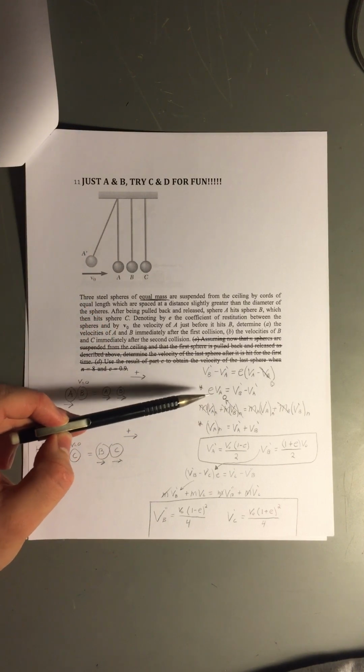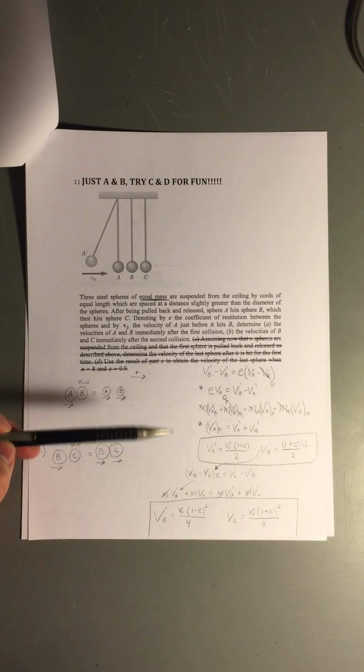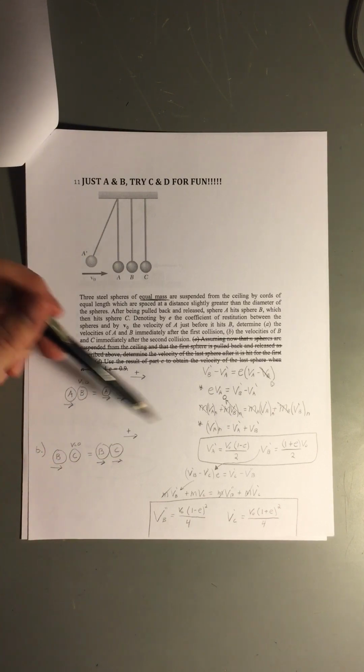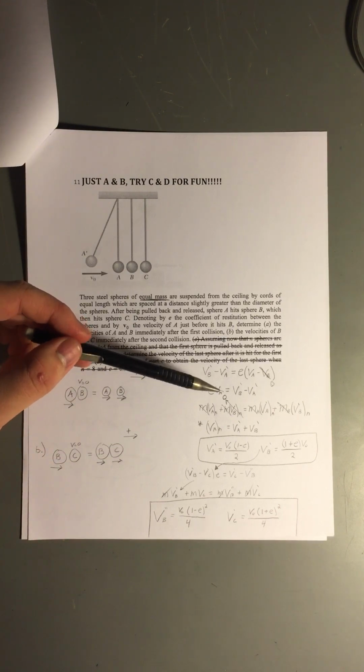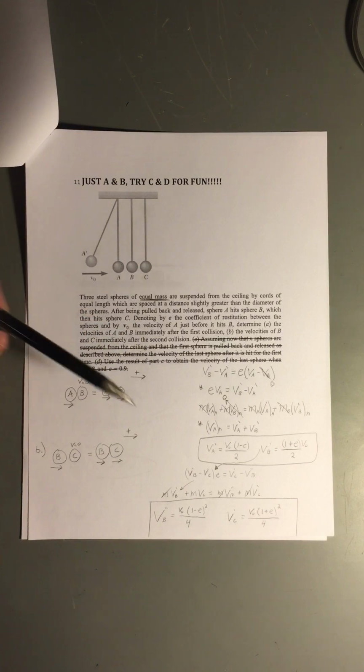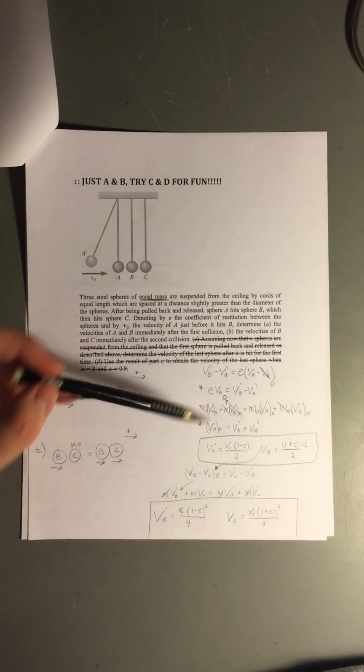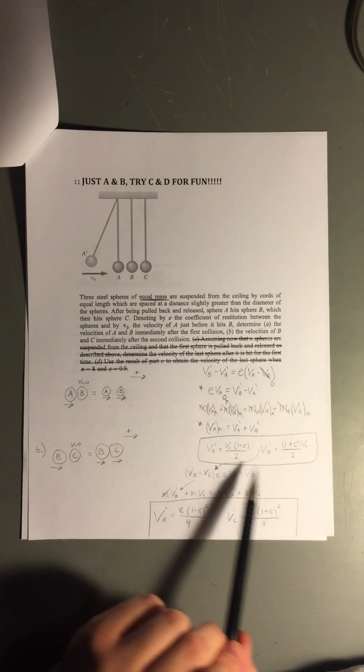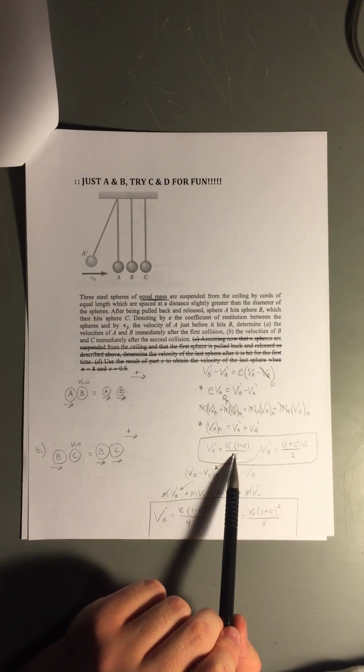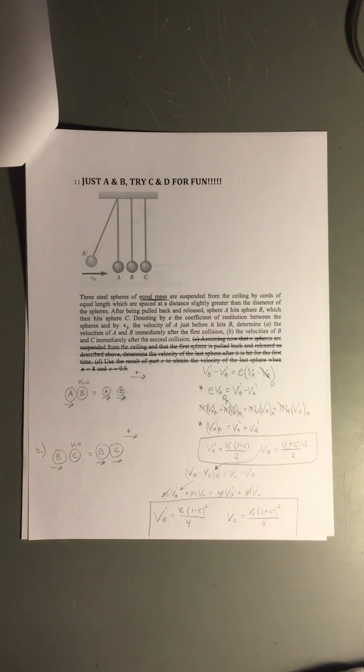So once we have these two equations here, then all we have to do is basically solve the system of equations here for VA prime and VB prime. And so this is the answer I got for both of those. They're very similar. This one just has a minus sign and this one has a plus sign.